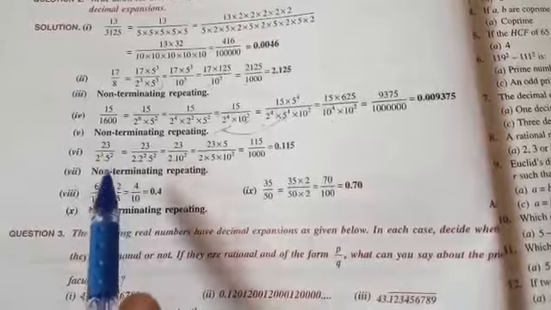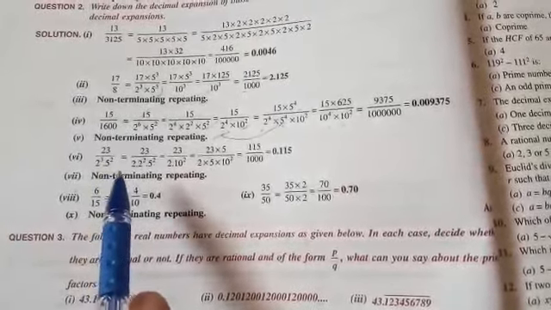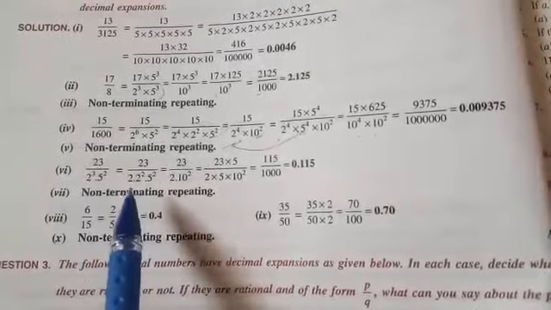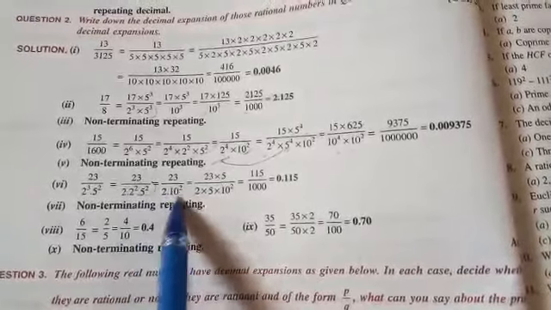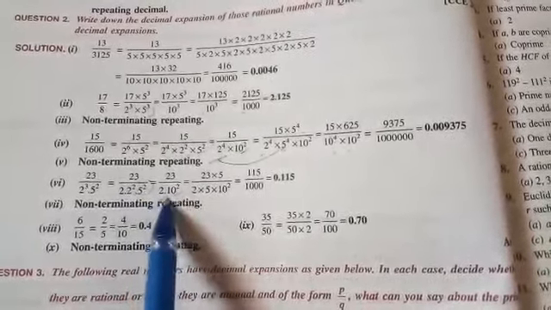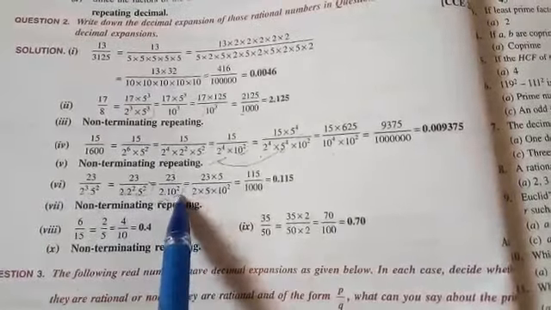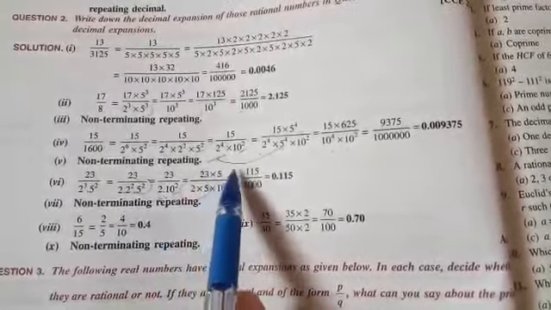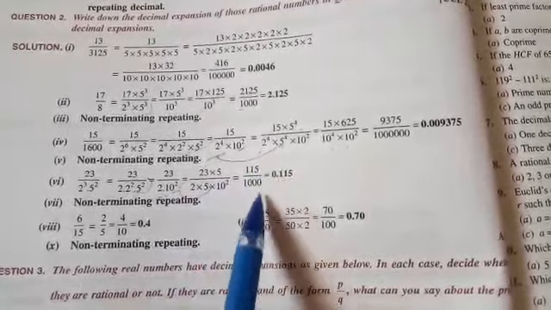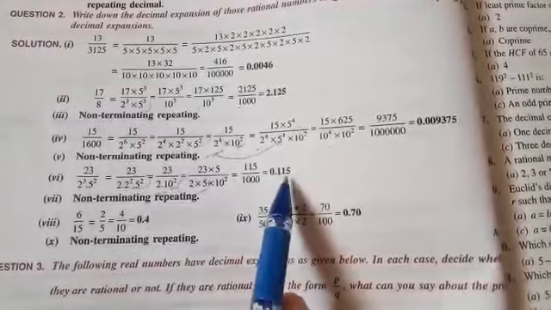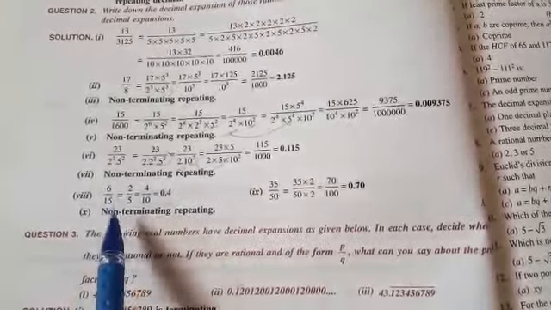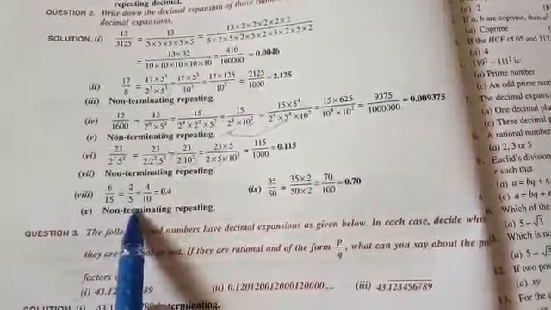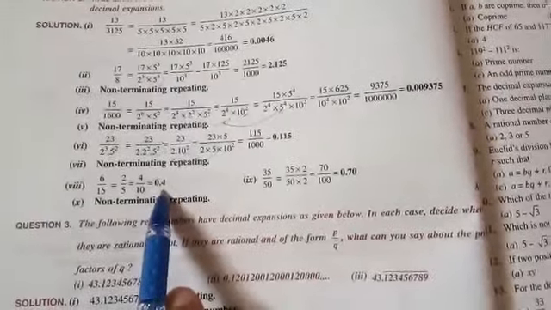The sixth one, 23 divided by 2 cube into 5 square. Again 2 cube can be written as 2 into 2 square. Now 2 square and 5 square form 10 square, only 2 remains. With this 2 you multiply 5 so that you can make it 10. The same 5 is multiplied in the numerator. So you get 115 divided by 1000. Write it as 0.115. In the same way, the seventh question is non-terminating repeating, and the eighth question, 6 by 15, can be written as 2 by 5. When you multiply and divide by 2, you get 0.4.